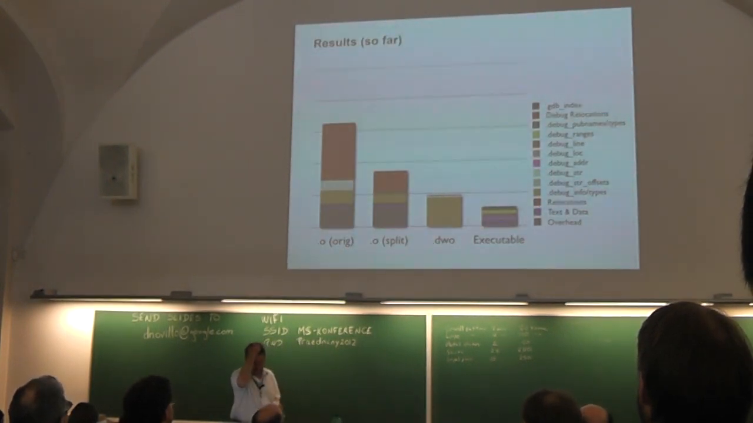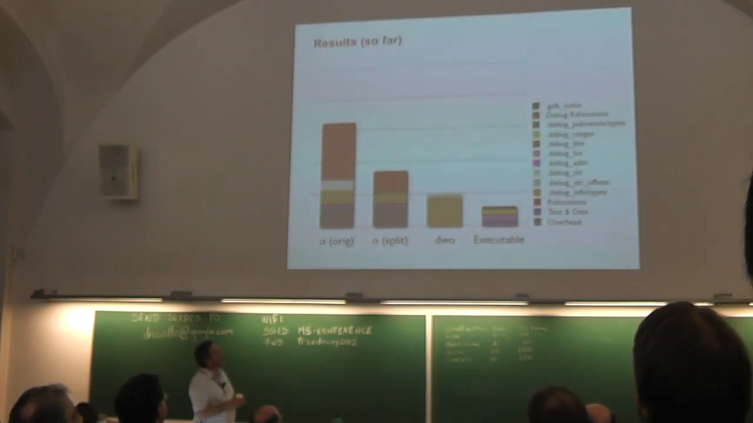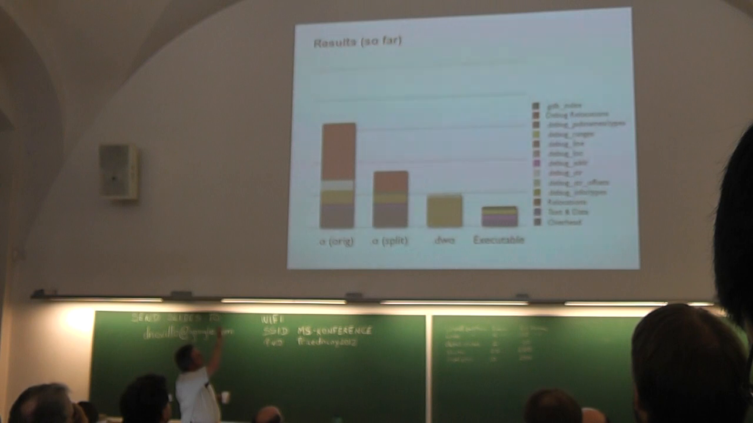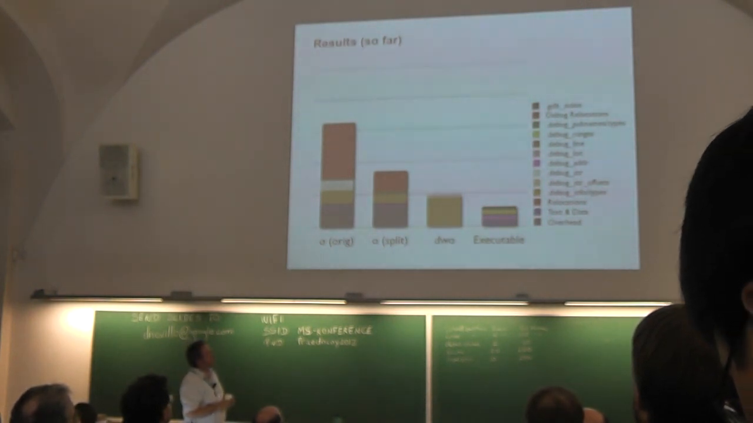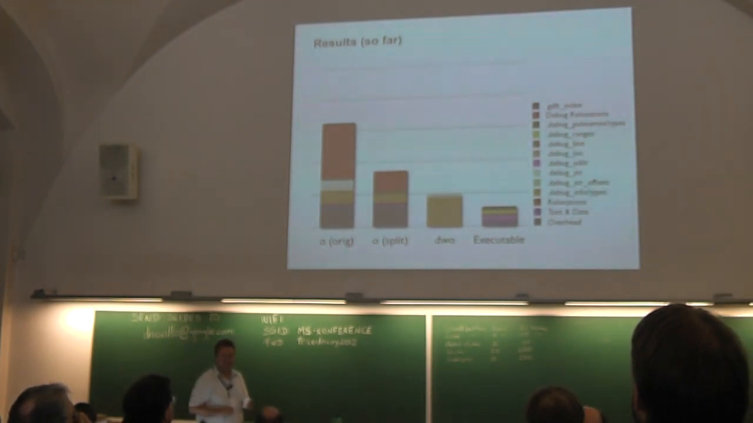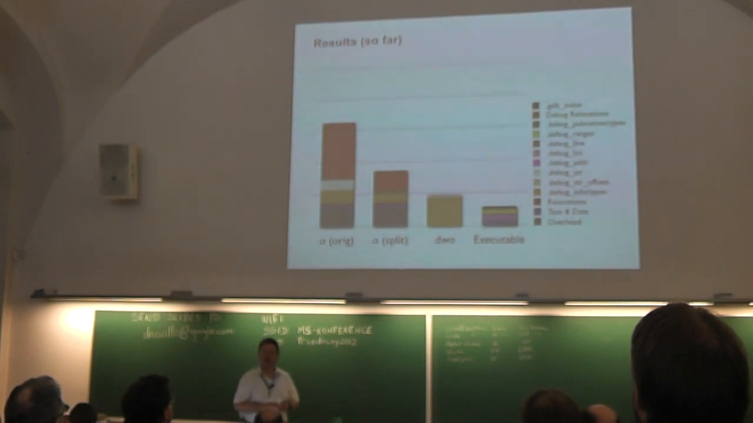So far, we've managed to split the .o files down to a little bit less than half the size of their originals. We're talking about compressed values here. This is the original part that I showed in the earlier graph, and this is kind of an audited result. So it's very early results here. We still have a lot of relocations in the other files, and those are for the debug info section.